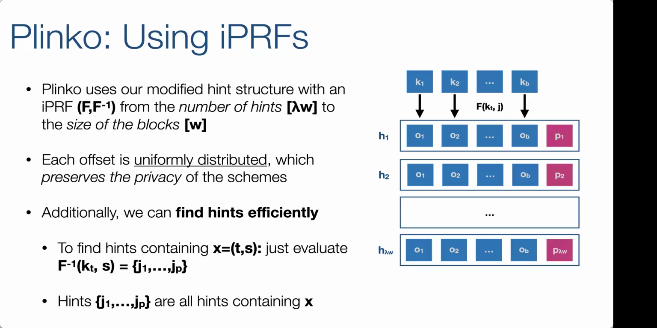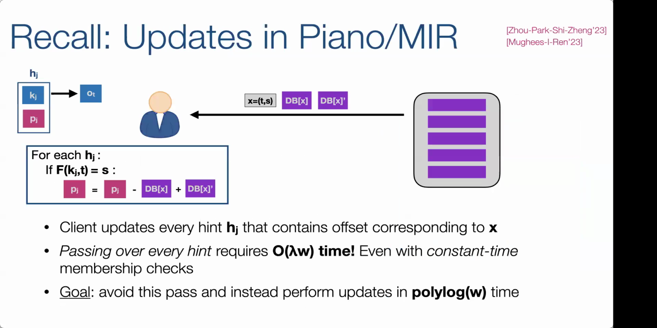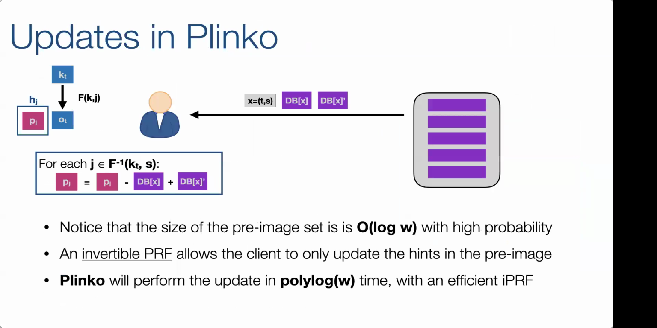All we have to do is invert. So if you just want to find x at T, S, we just invert the PRF under key K_T at S, and we get back a set. And this will be all of the hints that contain the element X. Okay. So this is awesome. We've pretty much solved the problem. So now recall how we did updates in Piano and MIR. We did this linear scan, which required O(lambda W) time. And now updates in Plinko is just a really simple pseudocode.